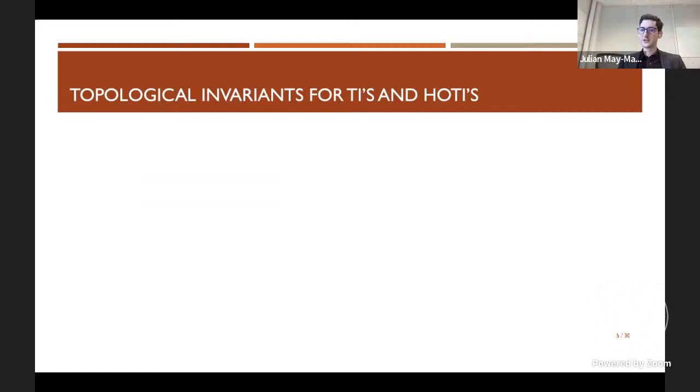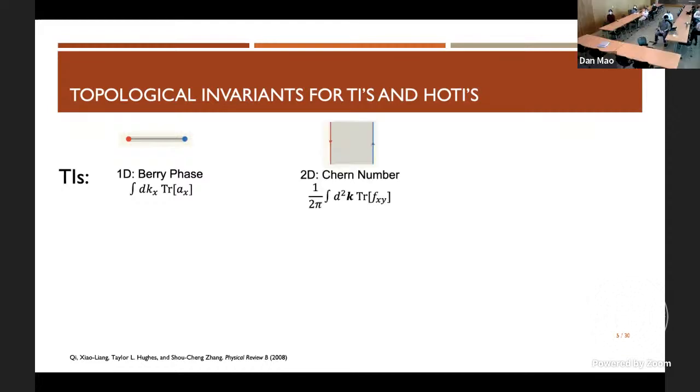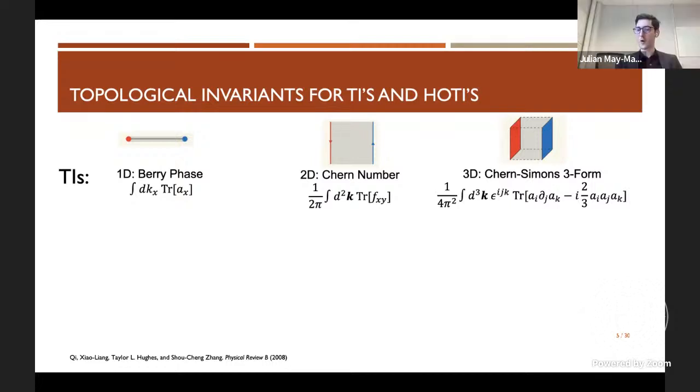One of the main ways to understand topological insulators, as well as higher order topological insulators, has been through their topological invariants. The canonical examples of this for normal topological insulators are the Berry phase in 1 dimension, the Chern number in 2 dimensions, and then the Chern-Simons 3-form in 3 dimensions, which describe these 1, 2, and 3-dimensional topological insulators. There have also been some generalizations of this to higher order topological insulators, which I won't be going over too much in detail. If you want more information, you can see the cited paper by Benalcazar-Bernevig-Hughes.